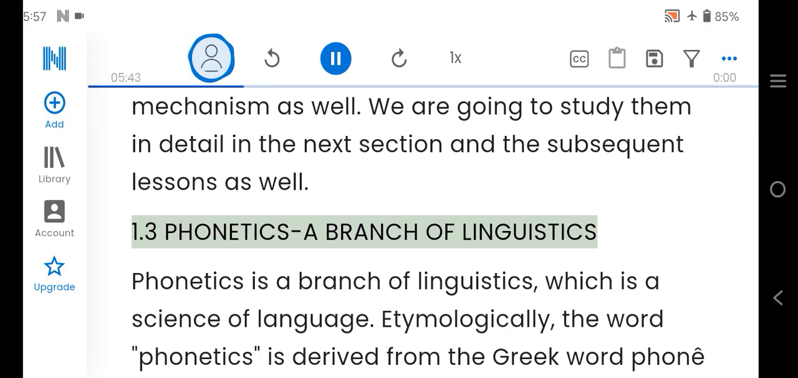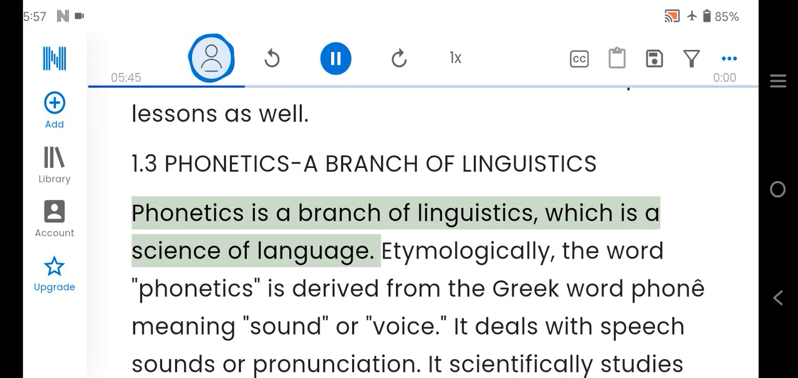1.3 Phonetics, a branch of linguistics. Phonetics is a branch of linguistics, which is a science of language.